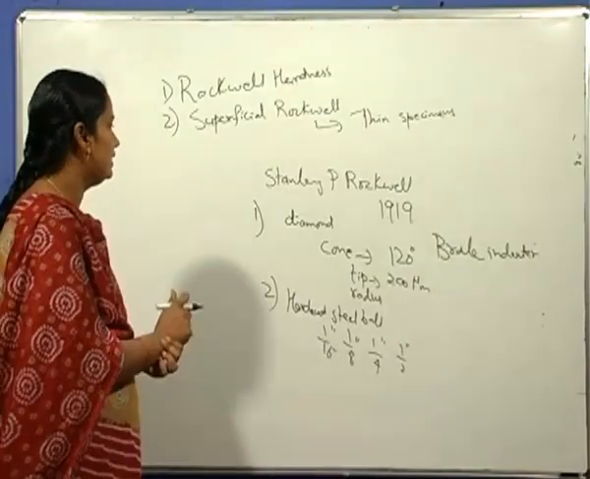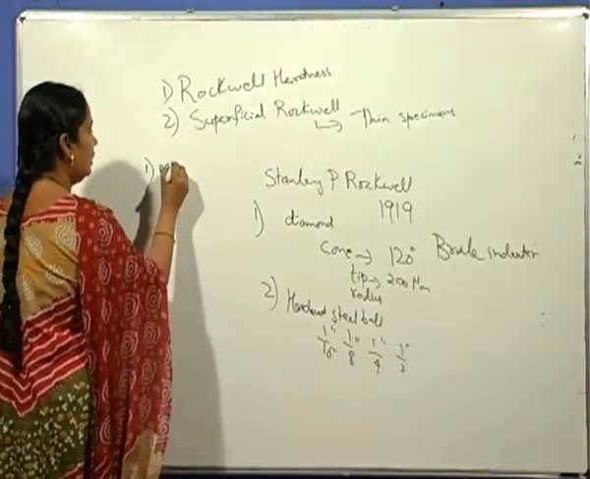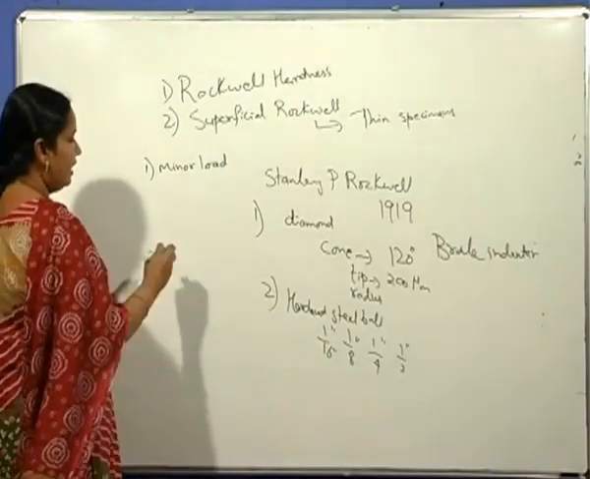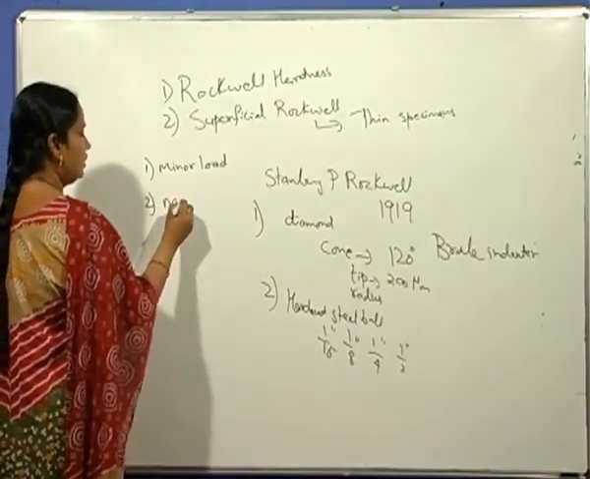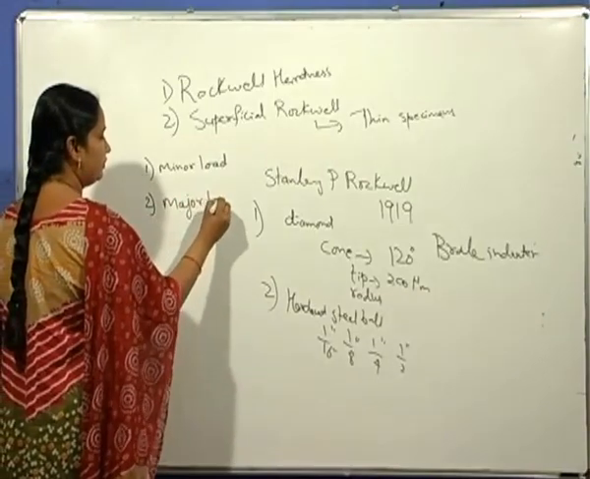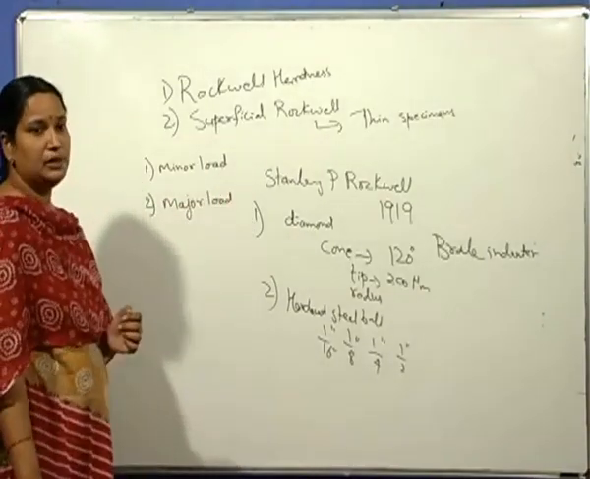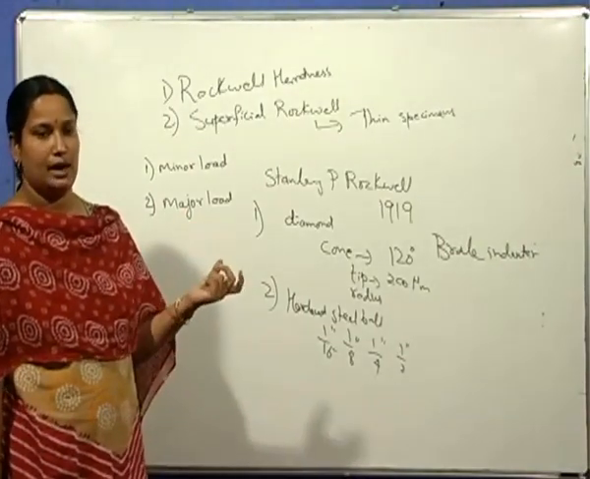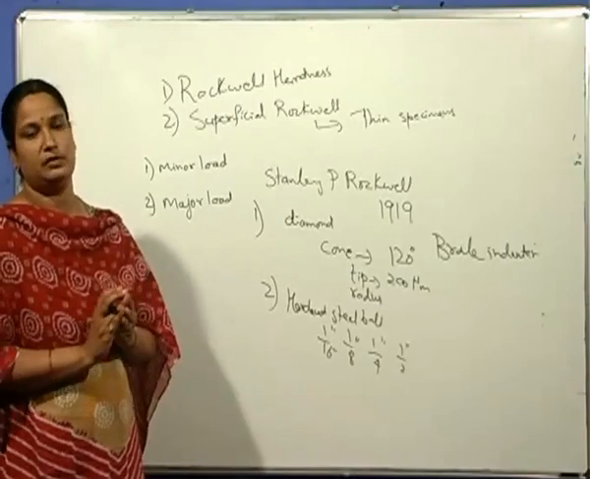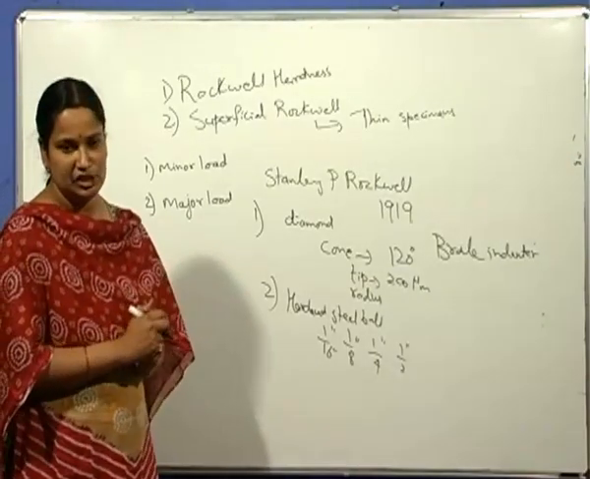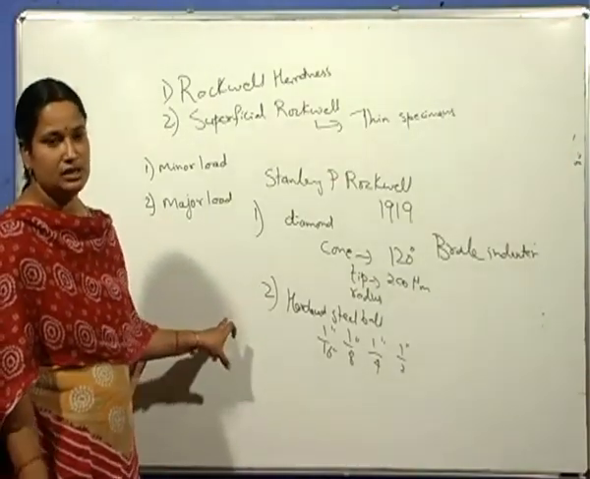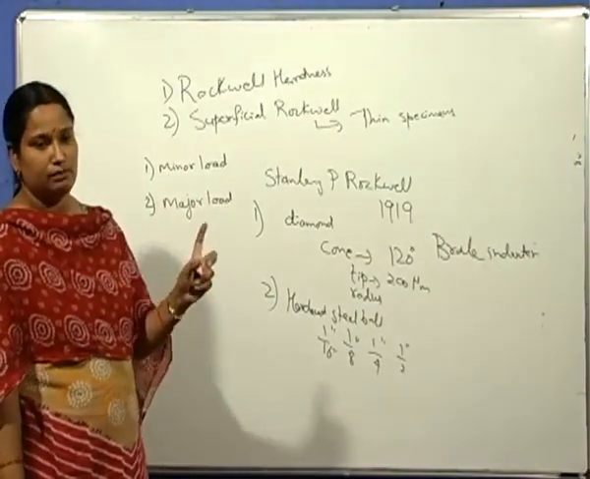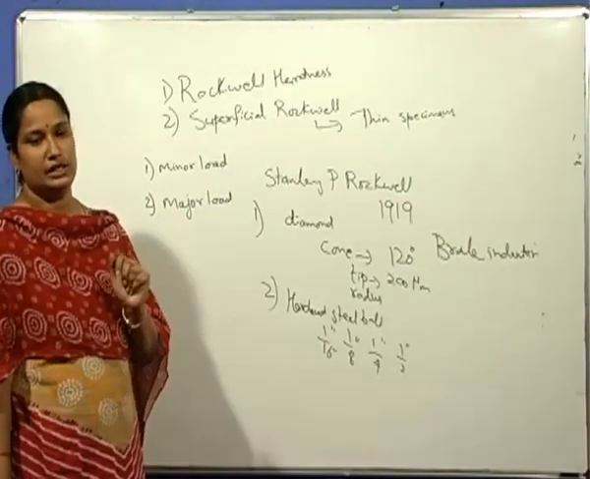The first load that is applied is the minor load. Initially a minor load is applied, and second a major load is applied. So the differential depth between these two load applications gives the Rockwell hardness number. So this is a basic difference between Rockwell and other indentation hardness tests. This measures the depth of indentation, whereas the other two which we have discussed measure the dimensions of indentation.